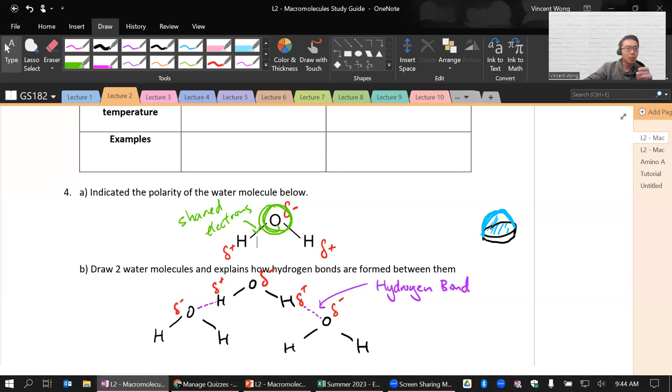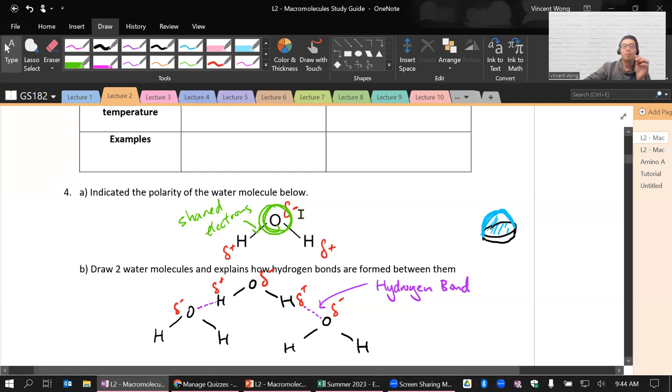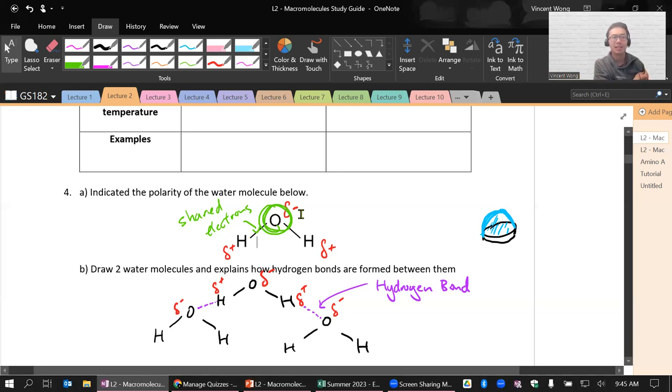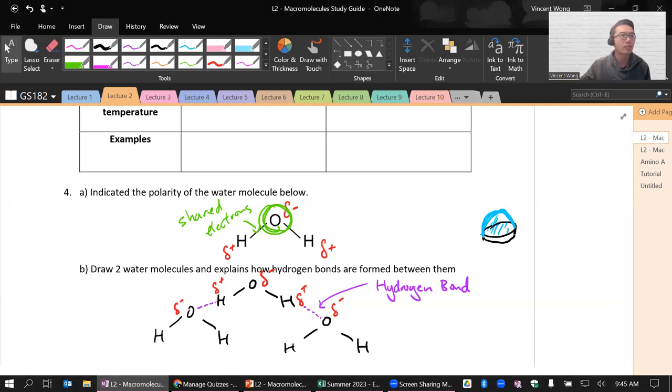Why do you say slightly when saying slightly negative or positive? Yeah, because it's not actually negative. If it's actually negative, that means you have an extra electron. If it's actually positive, it means you are missing an electron. So it's not like that. The water molecule did not gain or lose any electron. It's just that the electrons in the molecule are not distributed evenly, right? They hang around the oxygen more and make it just a tiny bit slightly negative. Does that answer your question, Samina? Yes. Okay. All right.